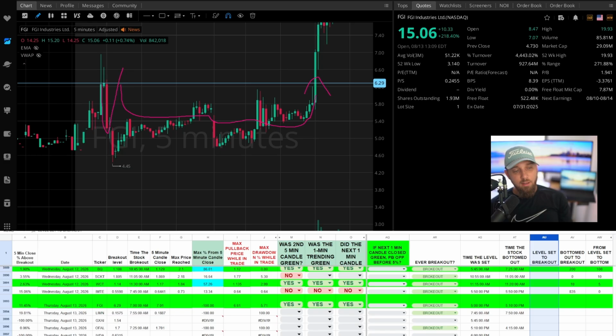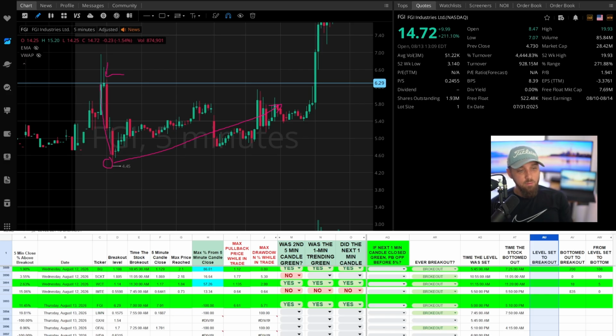I'm also tracking from when the stock bottomed out to breakout. So for example, here, let me delete my drawing. This stock bottomed out right here at 4:45. So I'm not only tracking from when the level was set to breakout, but also from when it bottomed out to breakout as well, because that's going to give me a much better idea of the velocity into the breakout, like how quickly are we going into breakout. So I'm tracking that as well.